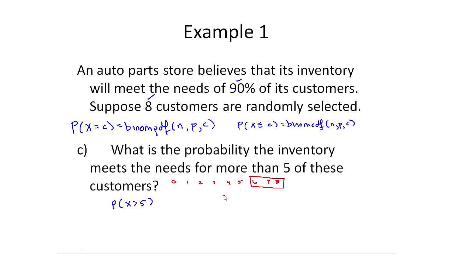One approach, and I wouldn't recommend this, is to say this is equal to probability x equals 6 plus probability x equals 7 plus probability x equals 8. Then you could do PDF of this, PDF of this, PDF of this, and add them up. That works great here, but what if there were 100 customers and we said more than 5? Now you're doing PDF of 6 plus PDF of 7 plus PDF of 8 plus PDF of 9, all the way up to 100. That's a lot of PDFs.